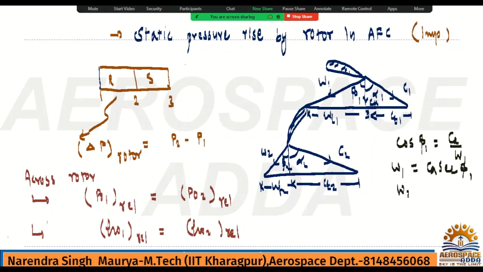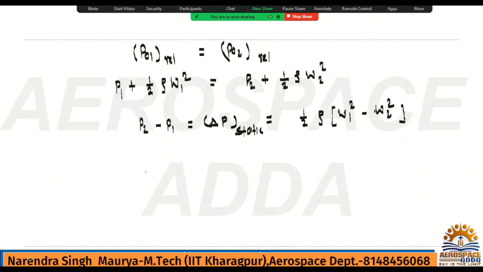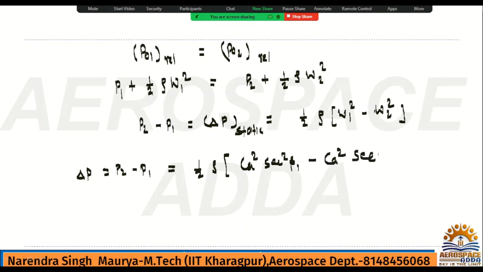Similarly, we can write W2, it is CA sec beta 2. These two values we have to keep here. So now this is P2 minus P1, and this value is what? Delta P. Okay. And this value is what? Half rho, and this W1 is nothing but CA square sec square beta 1 minus CA square sec square beta 2.